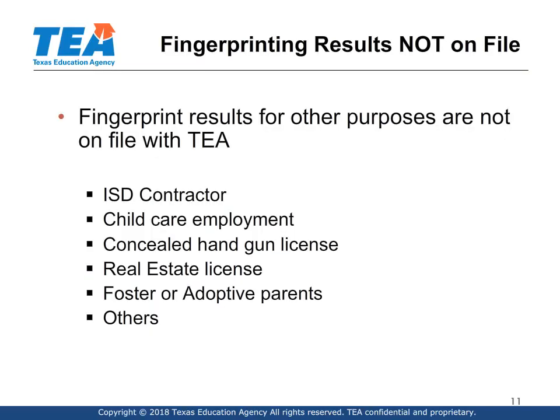An applicant may have completed fingerprinting previously for several other purposes, including as a school contractor, child care employment, concealed handgun licensure, real estate licensing, foster or adoptive parenting, and many others. These results cannot be transferred to TEA, and therefore the applicant must pay the fingerprinting fee and schedule an appointment to be fingerprinted.